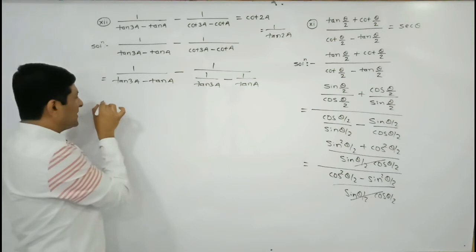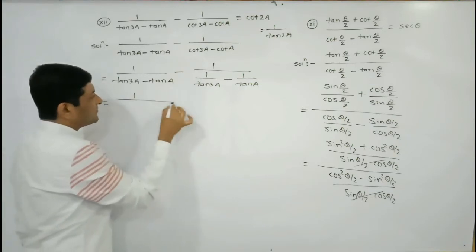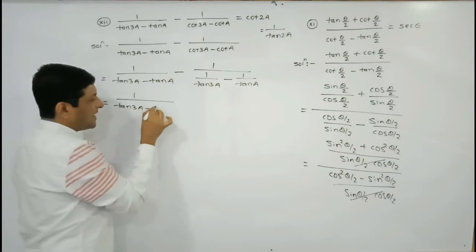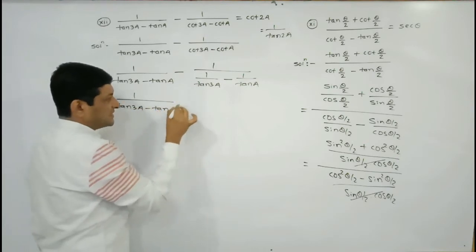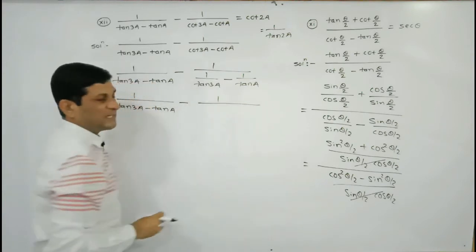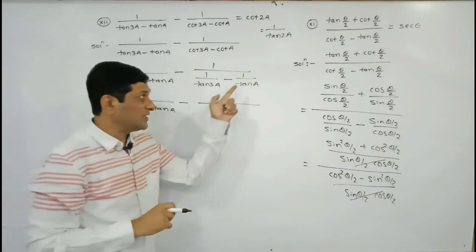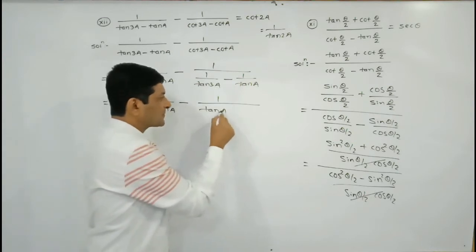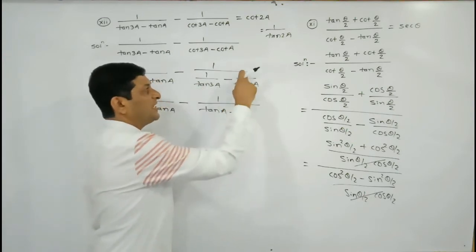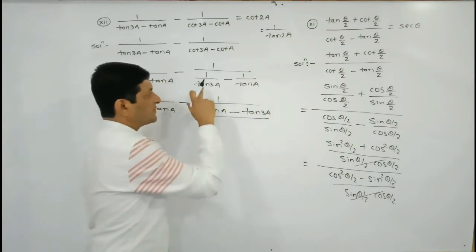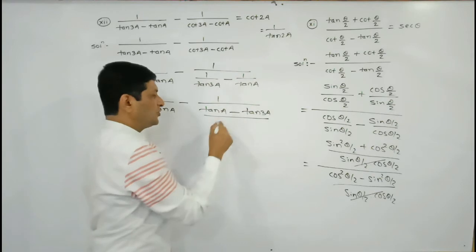So which is equals to, keep the first term as it is, 1 upon tan 3a minus tan a as it is, minus, here we are taking cross multiplication. Let us see what we'll get if we are taking cross multiplication. Tan a into 1 will be equals to tan a minus tan 3a into 1 will be equal to tan 3a, and in the denominator we will get tan 3a into tan a.